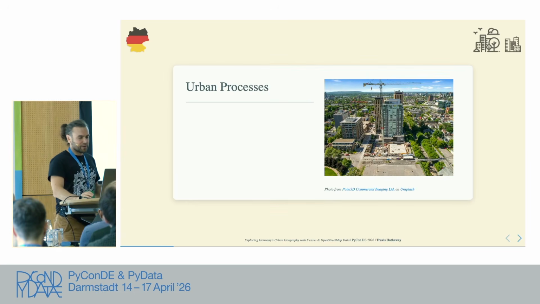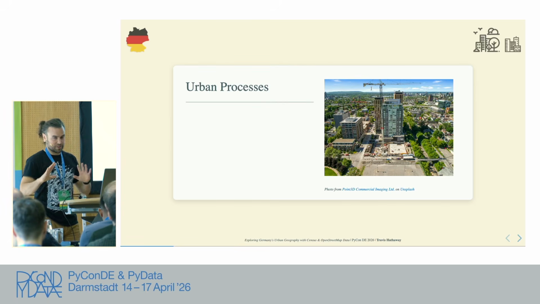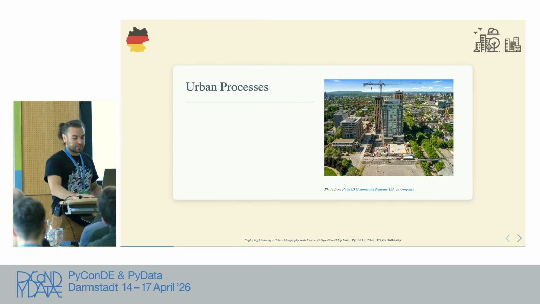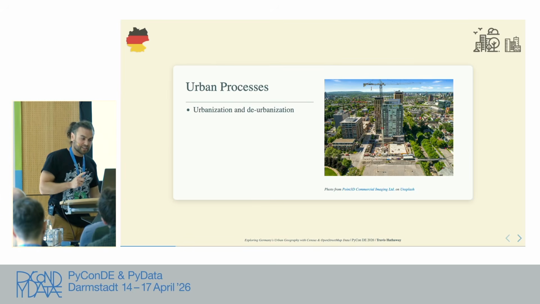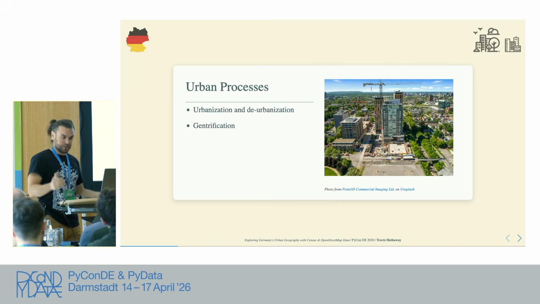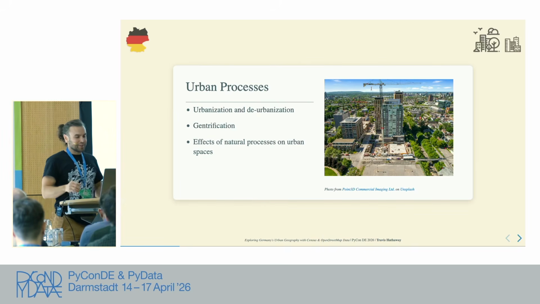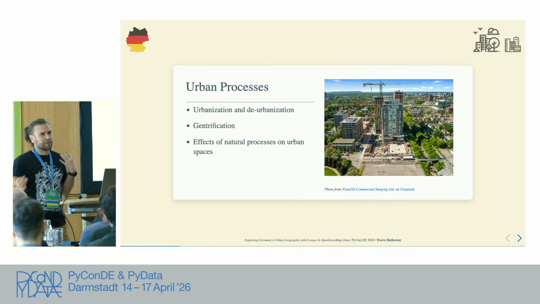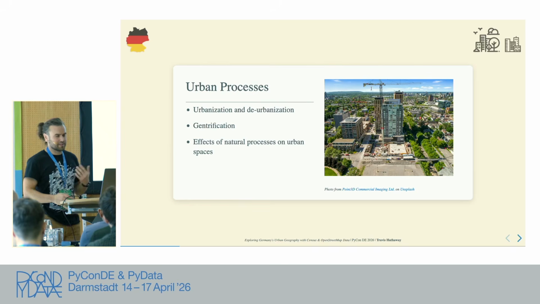And the last category of studies, and by no means all, but just to give you guys a couple examples of what these studies look like, are studies of urban processes. Here we have things like studying urbanization and deurbanization, so how cities develop and then how they slowly fall away and crumble. And other things like gentrification, so how rent prices rise and maybe hopefully lower someday. And then we also have the effects of natural processes on urban spaces. So these are things like how does climate change interact with cities and how do cities prepare for that kind of thing.